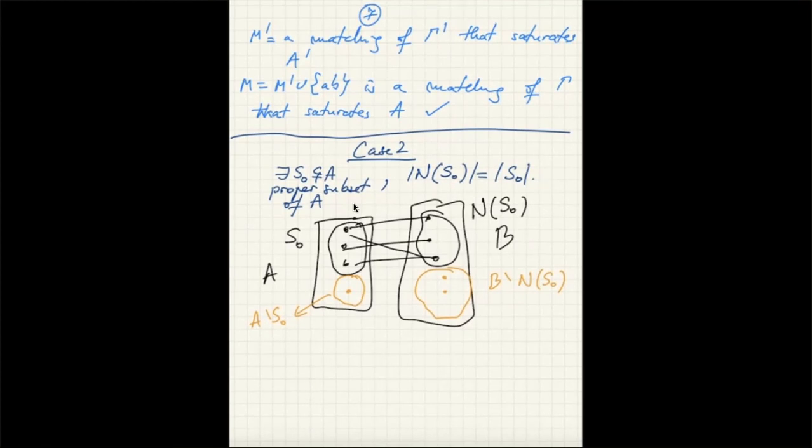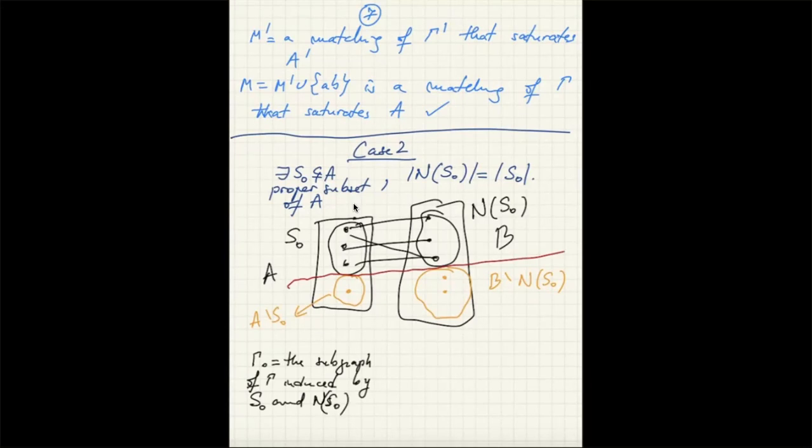So now what do we do? How do we use the induction hypothesis to get a matching in the big graph? We do something similar. We break the graph into 2 parts. In this situation, we will have one graph, let's call it gamma 0, which is the subgraph of gamma induced by S0 and the neighborhood of S0.